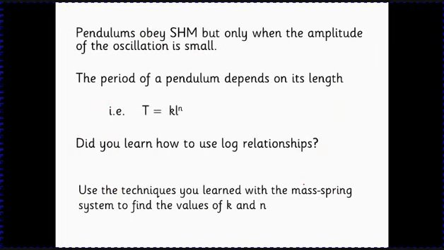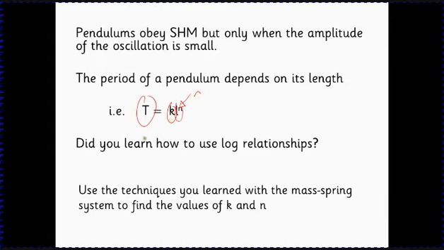What we've got is, we know that the period depends on the length, but it depends on the length to some power n and with some constant k, and our job really is to identify these two numbers, n and k. If we've learned this properly from mass spring systems, you'll know how to solve this problem.